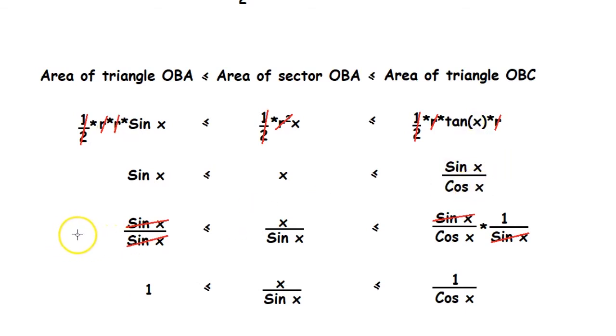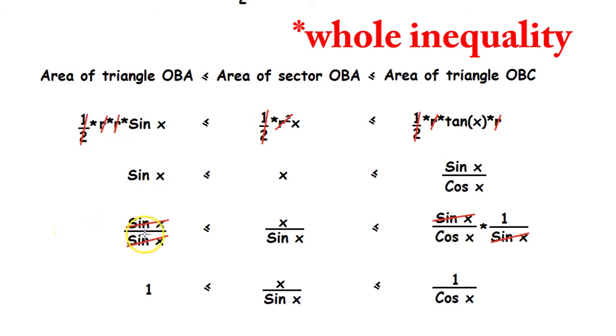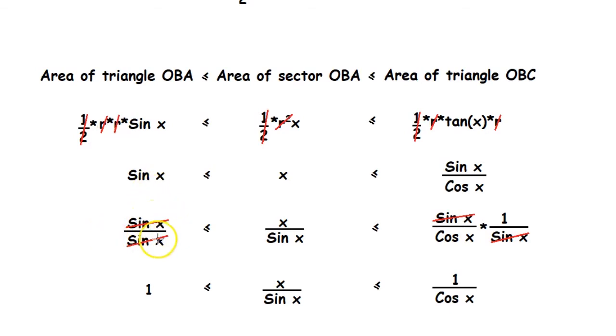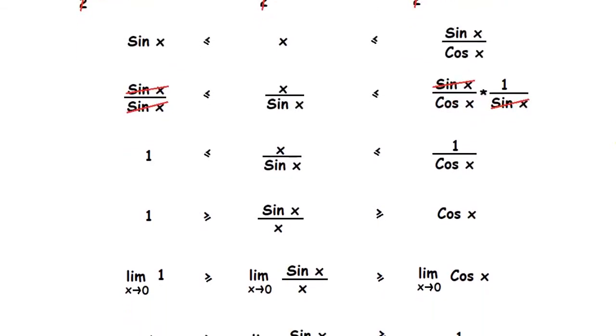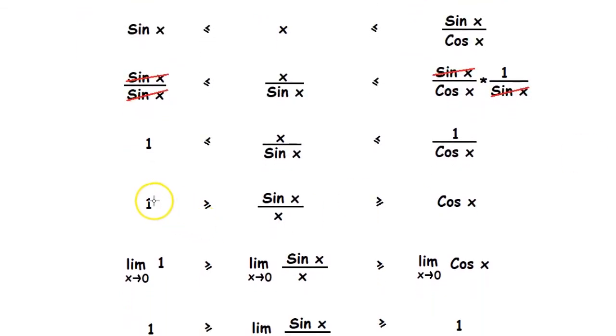Now here we divide this whole equation by sine x. Sine x divided by sine x will give us 1. This will be x divided by sine x, and here sine x will cancel off, giving us 1 over cos x. Now we find the reciprocal of each of these parts. When we find the reciprocal, the sign changes. The reciprocal of 1 is 1. The reciprocal of this is sine x divided by x, and the reciprocal of this will be cos x. But here the sign has changed.